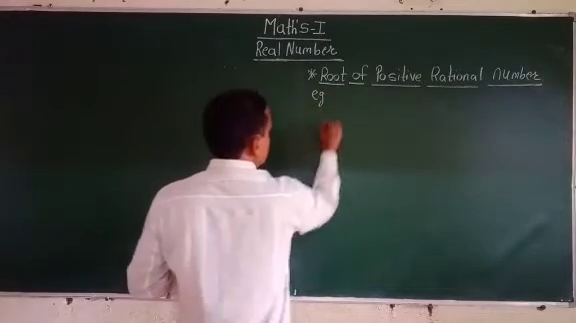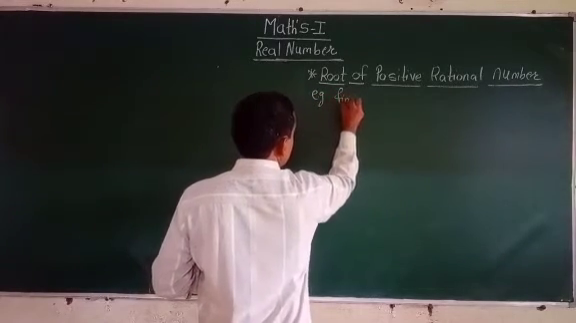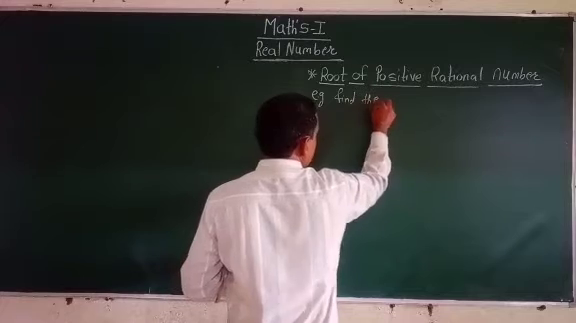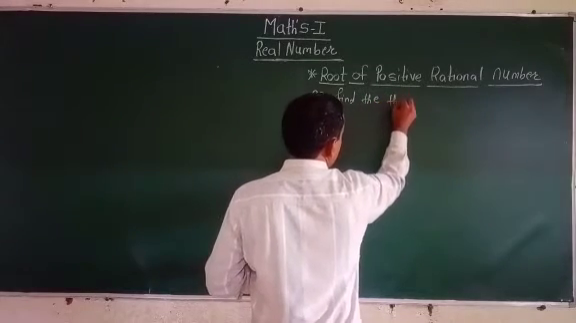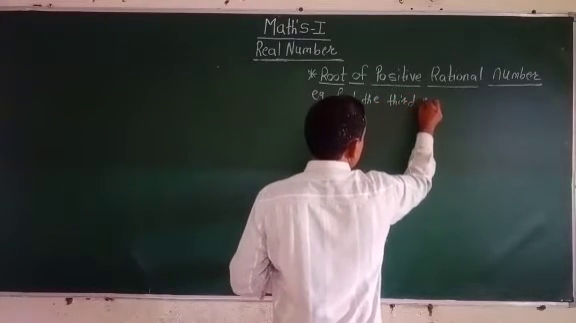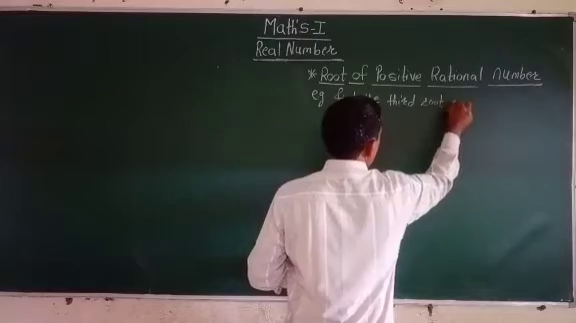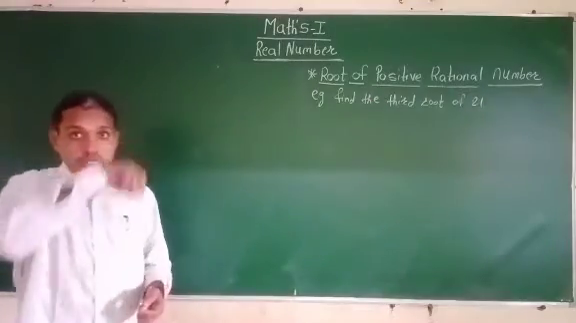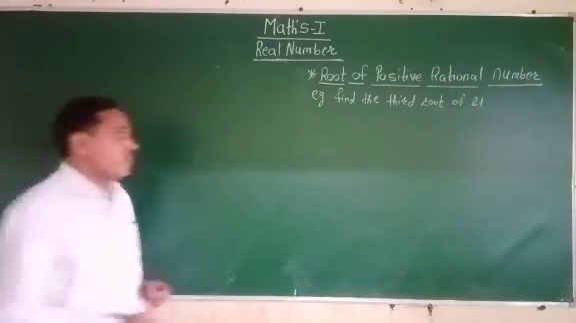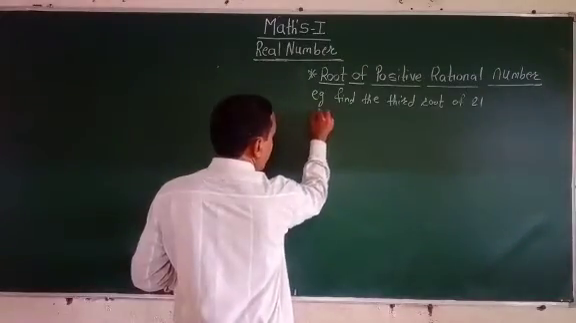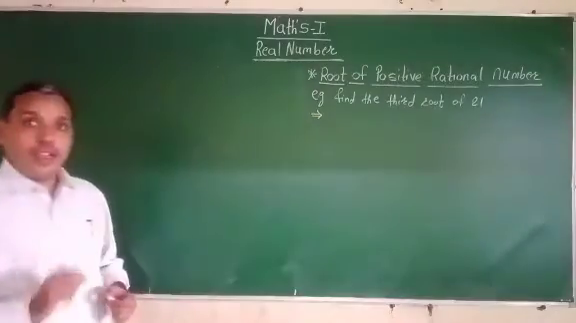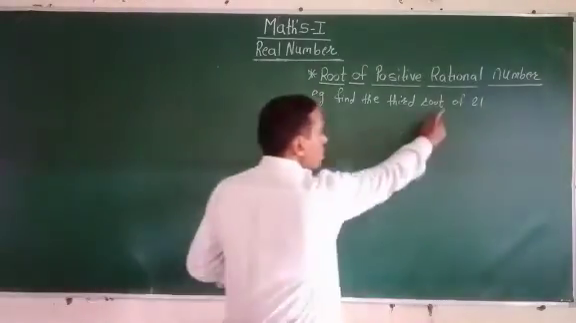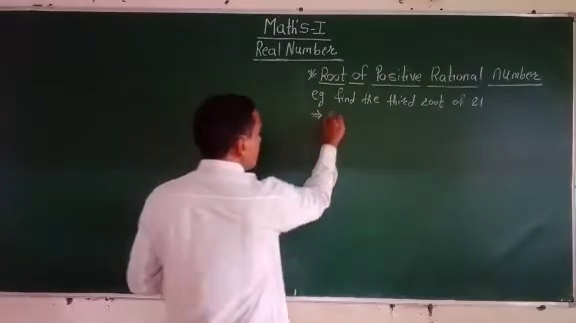So the example is, find the third root of 21. Find the third root of 21. Okay? We again do not know what the third root of 21 is.